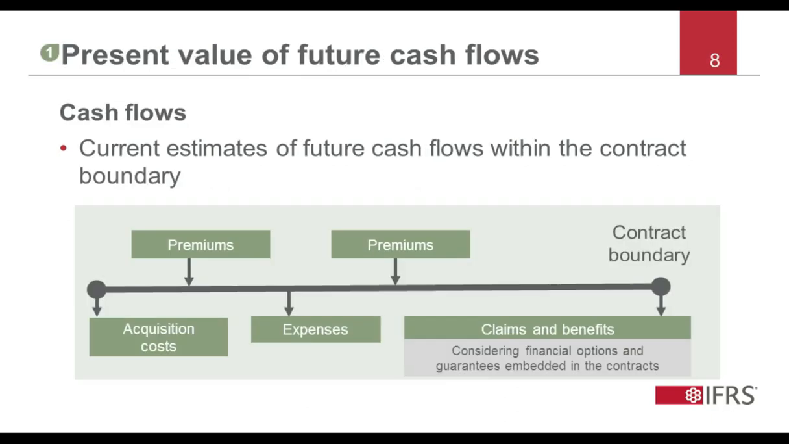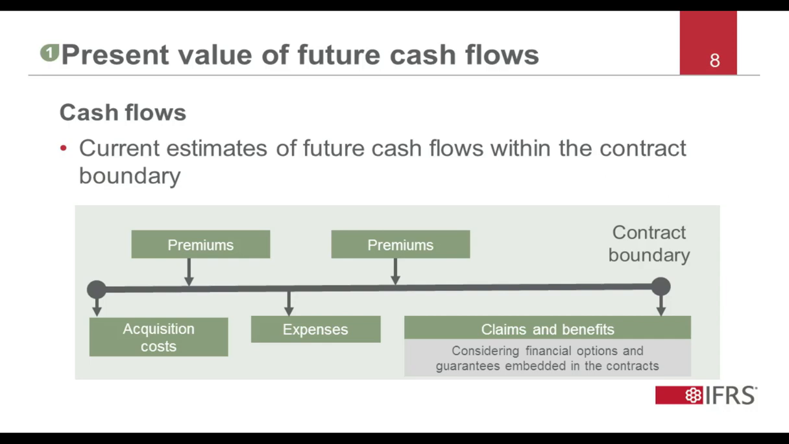As discussed on slide 4, the fulfillment cash flows are the first piece of the insurance liability. The present value of the future cash flows is the first component of the fulfillment cash flows. Let's start with the estimates of the future cash flows. Those estimates, as you can see on the slide, include acquisition costs and directly attributable expenses, as well as expected claims.